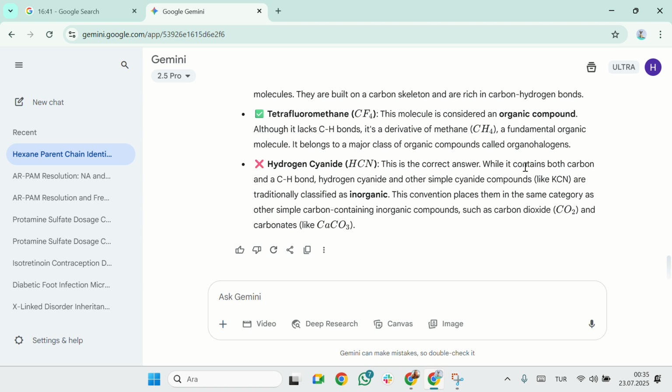Hydrogen cyanide. This is the correct answer. While it contains carbon, hydrogen cyanide and other simple cyanide compounds like KCN are traditionally classified as inorganic. This combination places them in the same category as other simple carbon-containing inorganic compounds.